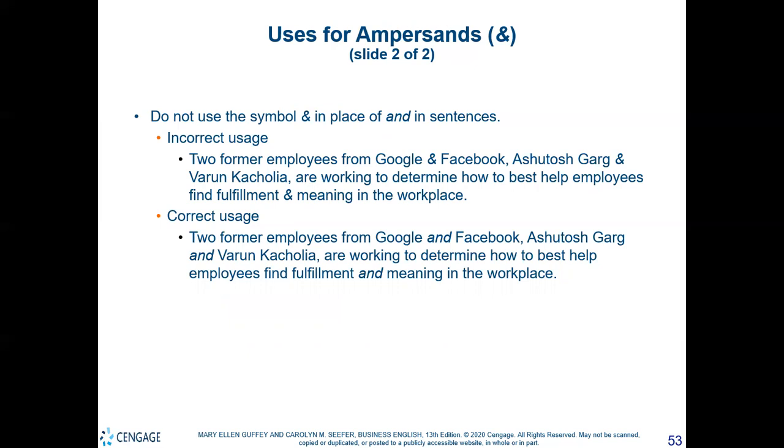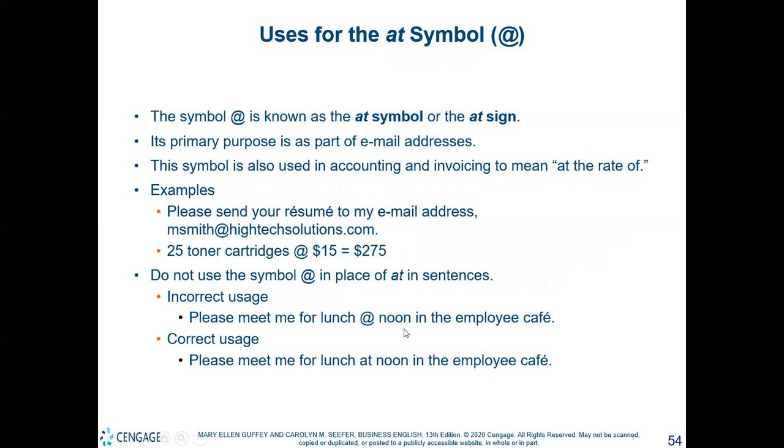We could do it by using italics. Two former employees from Google and Facebook, Asher and Craig, and Varna and Cora, are working to determine how to best help employees find fulfillment and meaning in the workplace. And this and is in italics. This is for the symbol.